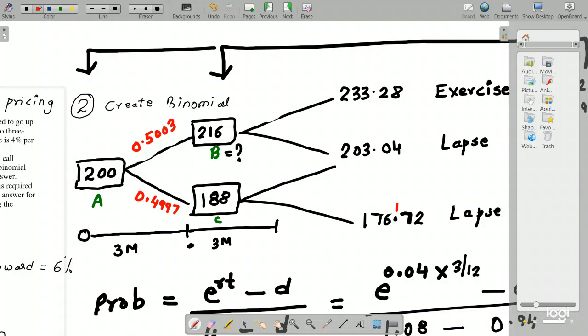So here what we are saying, 0.5003, downside is 0.4997. Guys, please ignore 0. Right? Okay. So this is how it works on creating the binomial tree, right?